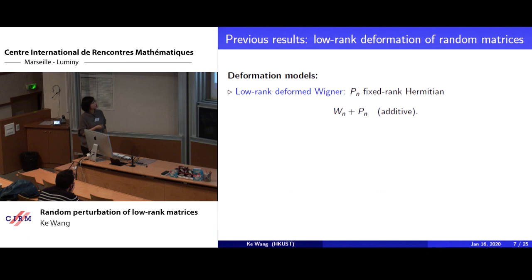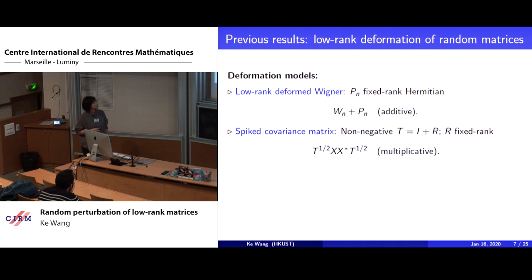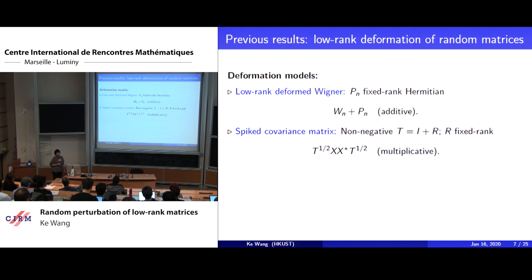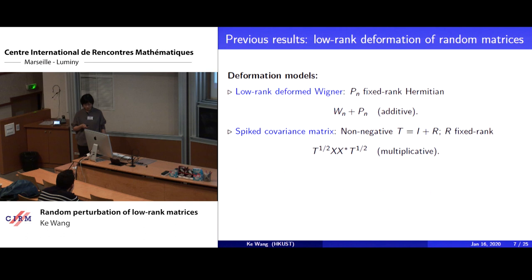The second model is called the spiked covariance matrix, and this model was proposed by the statistician Johnstone. It can be thought of as the sample covariance matrix of a random vector whose true covariance matrix is Sigma, which has the structure of identity plus a fixed rank matrix. If you write it out, it can be written as Sigma half times X X transpose times Sigma half, where X is a random matrix with i.i.d. entries with mean zero and variance 1 over N. It's the null case, and so this is a multiplicatively deformed matrix model.